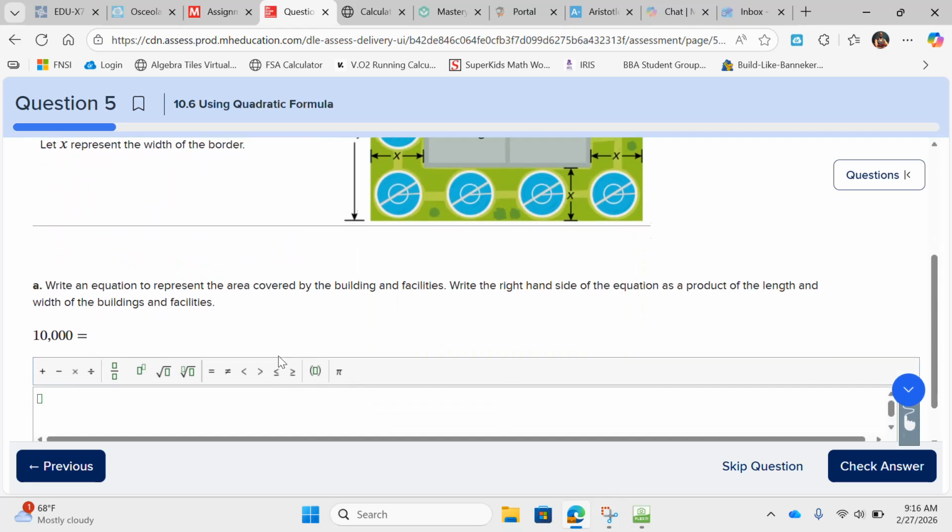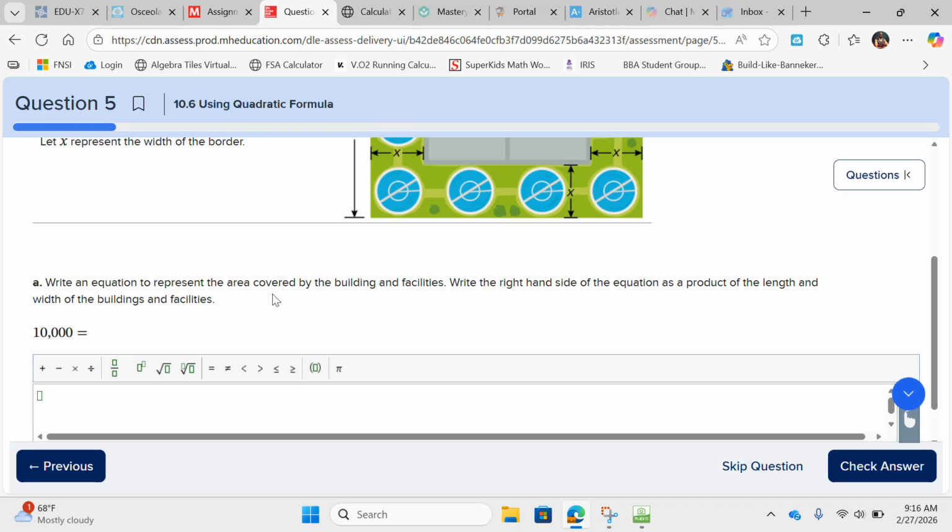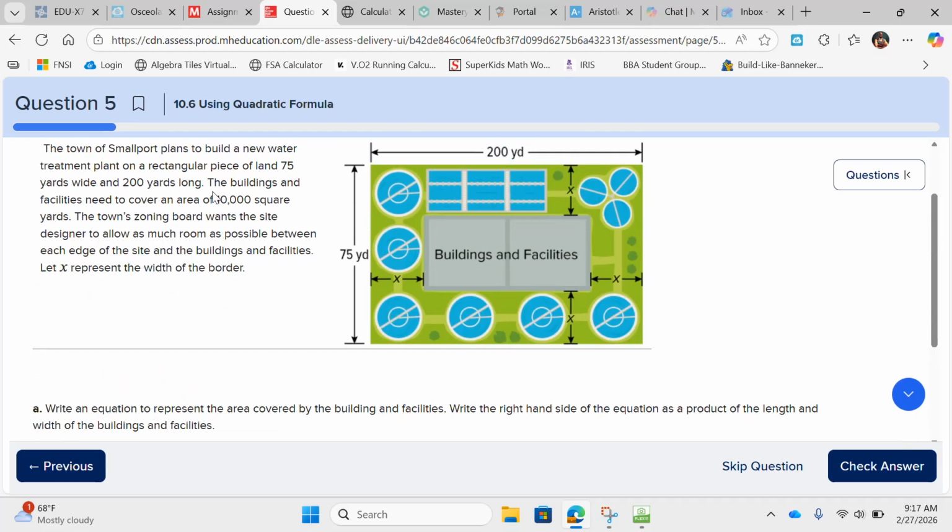Because it says write an equation to represent the area covered by the building and facilities. Write the right hand side of the equation as a product of the length and the width of the buildings and facilities. Okay, so again, this was a pretty tough one, so that's why I'm helping you guys out with this one. As you can see, they already got 10,000 right here. Now what does the 10,000 represent again? It represents the area of the buildings and facilities.